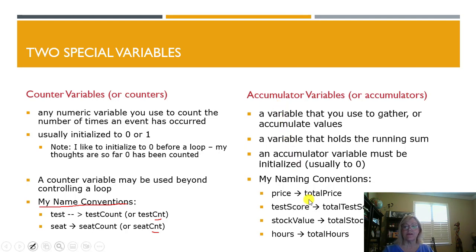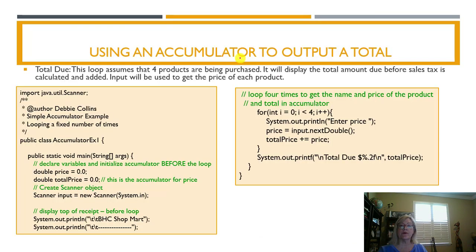Here are my naming conventions. I like to use total in front of the variable that I'm accumulating. So if I scan one price, the accumulator is total price. If, let's say, there are going to be 3 test scores and I need to add them together, the variable is test score, and my accumulator is total test score. Stock value, total stock value. Hours, total hours. This is an example of an accumulator to output a total.